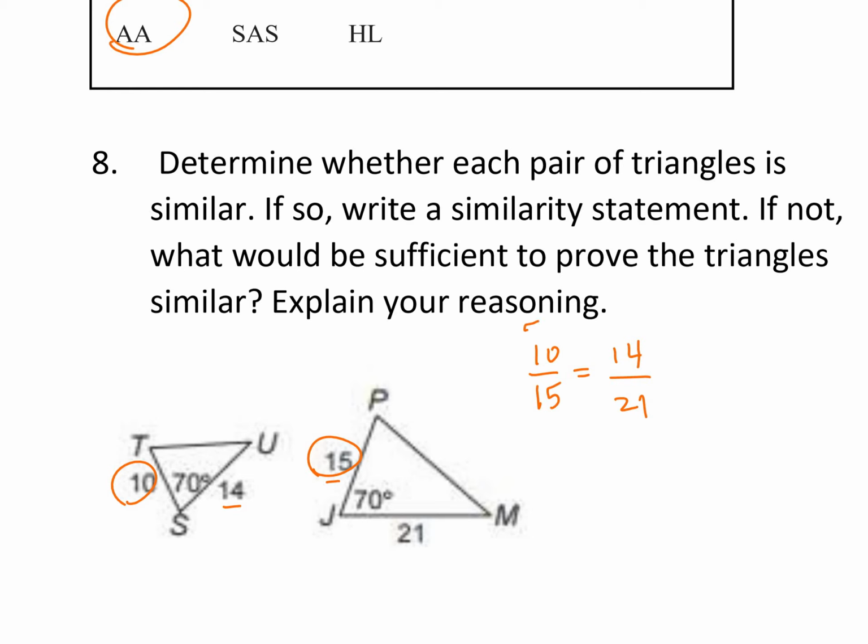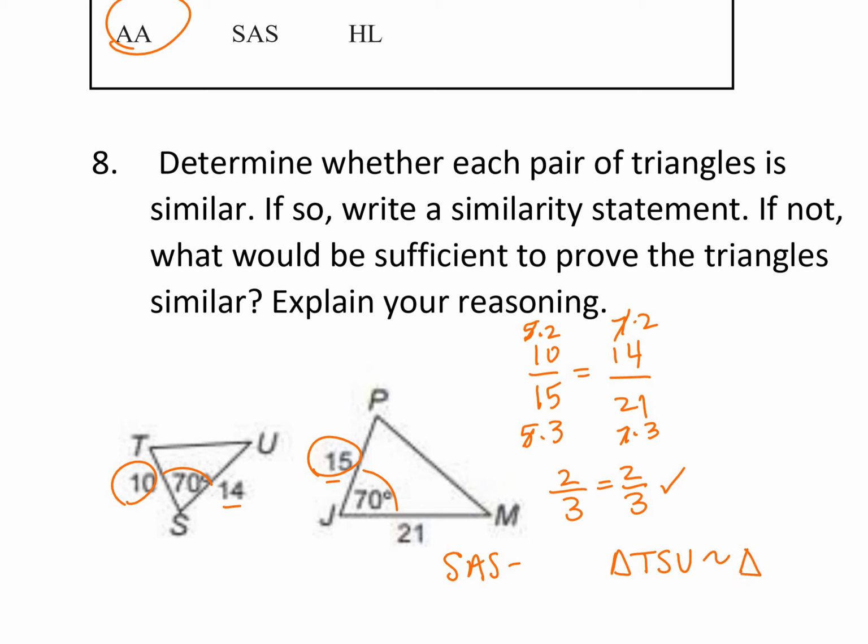Okay, let's reduce these. This is a 5 times 2 is 10. 5 times 3 is 15, so that's 5 and 5. 7 times 2 is 14. 7 times 3 is 21, so that is 2/3. 2/3 does equal 2/3, so the sides are proportional, and the angle between them is congruent, so we can say, yes, it is side angle side. And we need to write a similarity statement. So if we go from triangle TSU, then we need to be similar, and we need to name it based on the short side, going from PJM.